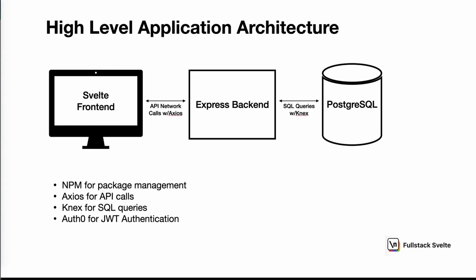And here's a look at the high-level application architecture. So on the browser side, we've got our Svelte front end, and we'll make REST API network calls with a library called Axios. And so our Svelte front end will talk to the Express backend that'll host that API. And then the Express backend will use Knex to run SQL queries to insert and read and delete data, etc., from our Postgres database. In addition to those main technologies, we'll also use NPM for package management and Auth0 for JWT authentication.